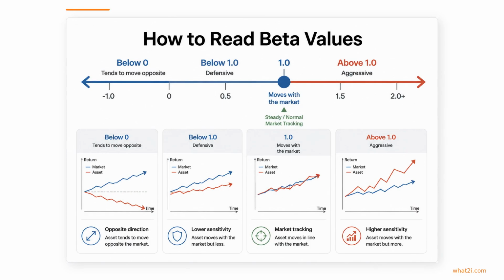A beta of 1 means the asset has tended to move roughly in step with the market. Above 1 suggests a more aggressive pattern. Below 1 suggests a more defensive one. And a negative beta means it has often moved in the opposite direction. So even before doing deeper analysis, beta gives you a quick read on market sensitivity.